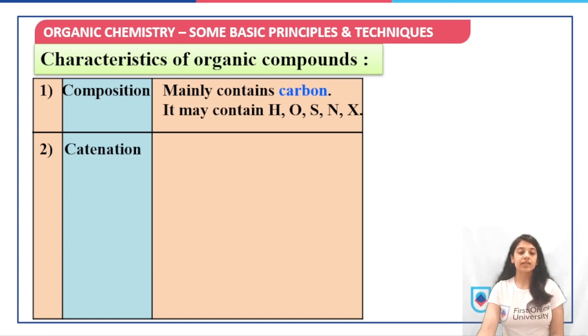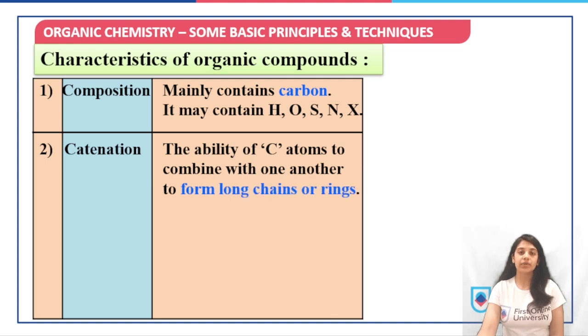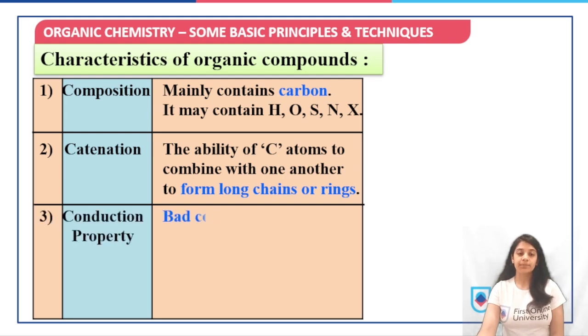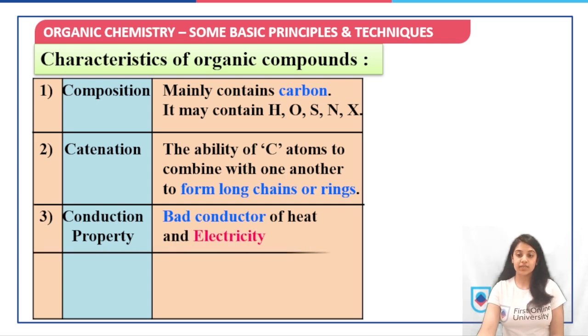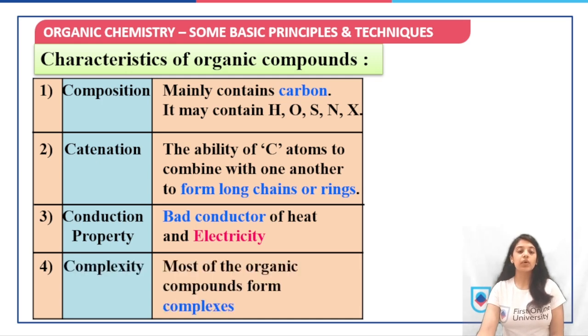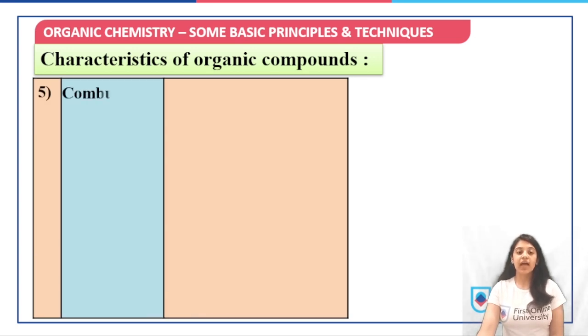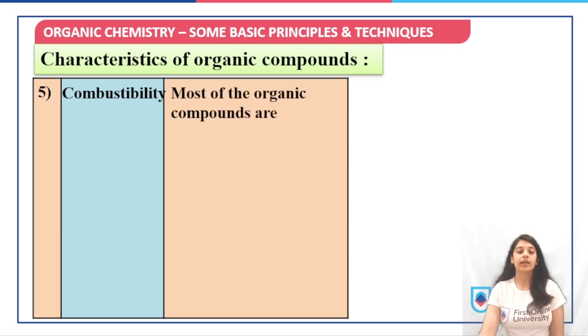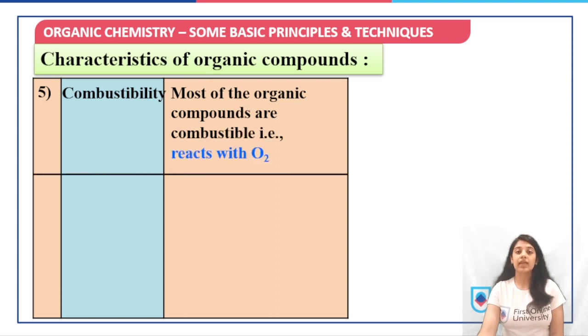The second characteristic is catenation. The ability of carbon atoms to combine with one another forming long chains or rings is the property of catenation. Third is conduction property. They are bad conductors of heat and electricity. Fourth characteristic is complexity. Most of the organic compounds are capable of forming complexes. Fifth characteristic is combustibility. They can undergo combustion. Most of the organic compounds are combustible, that is, they react with oxygen.